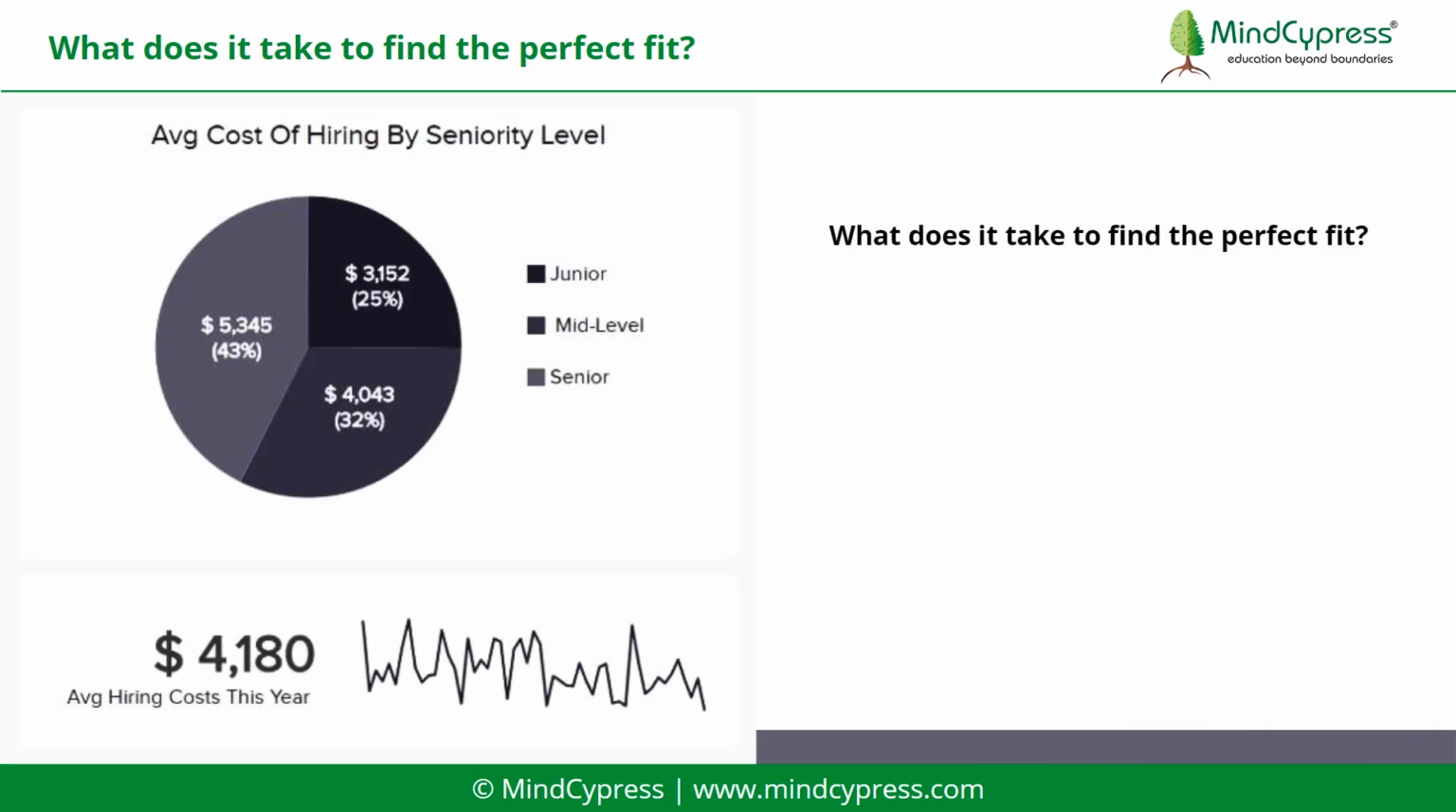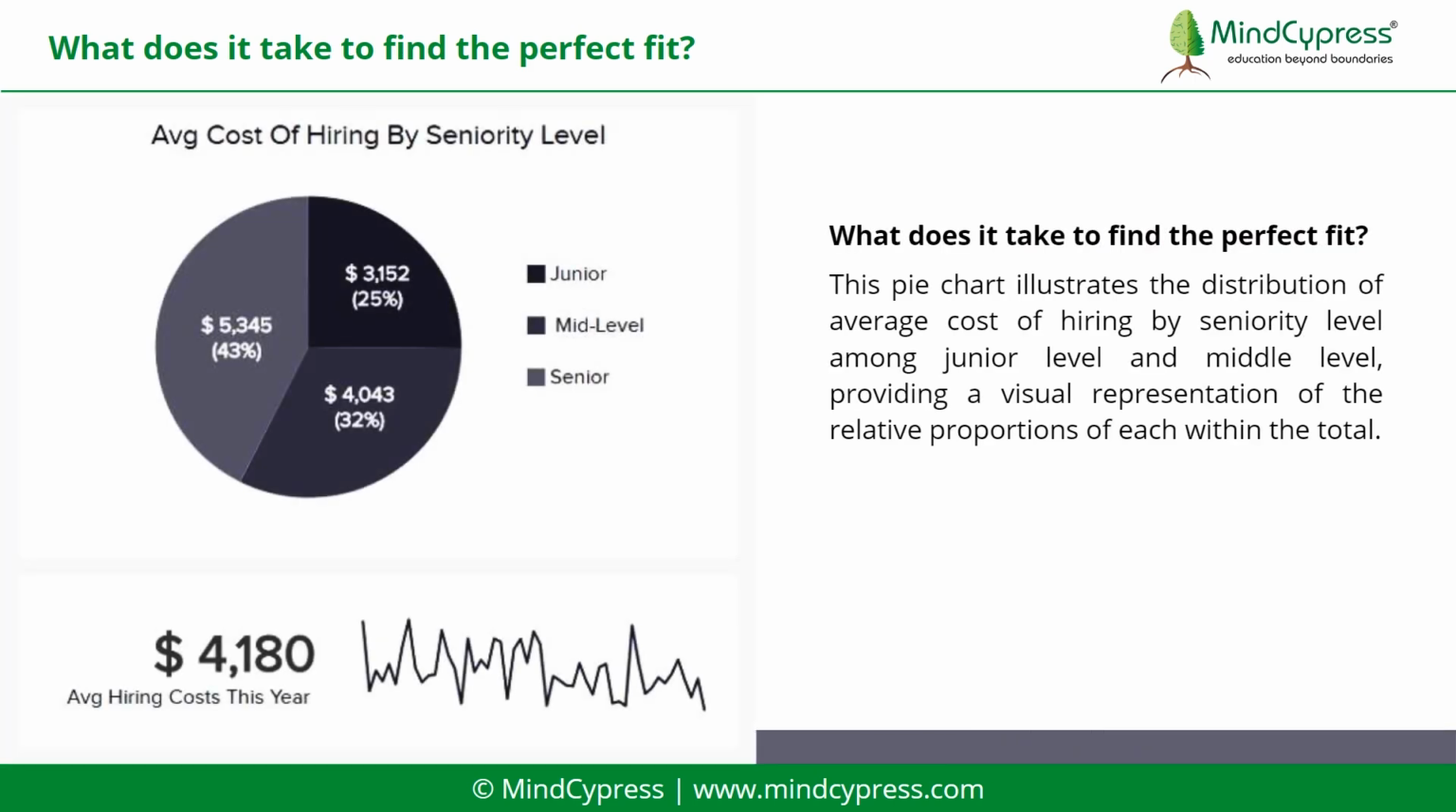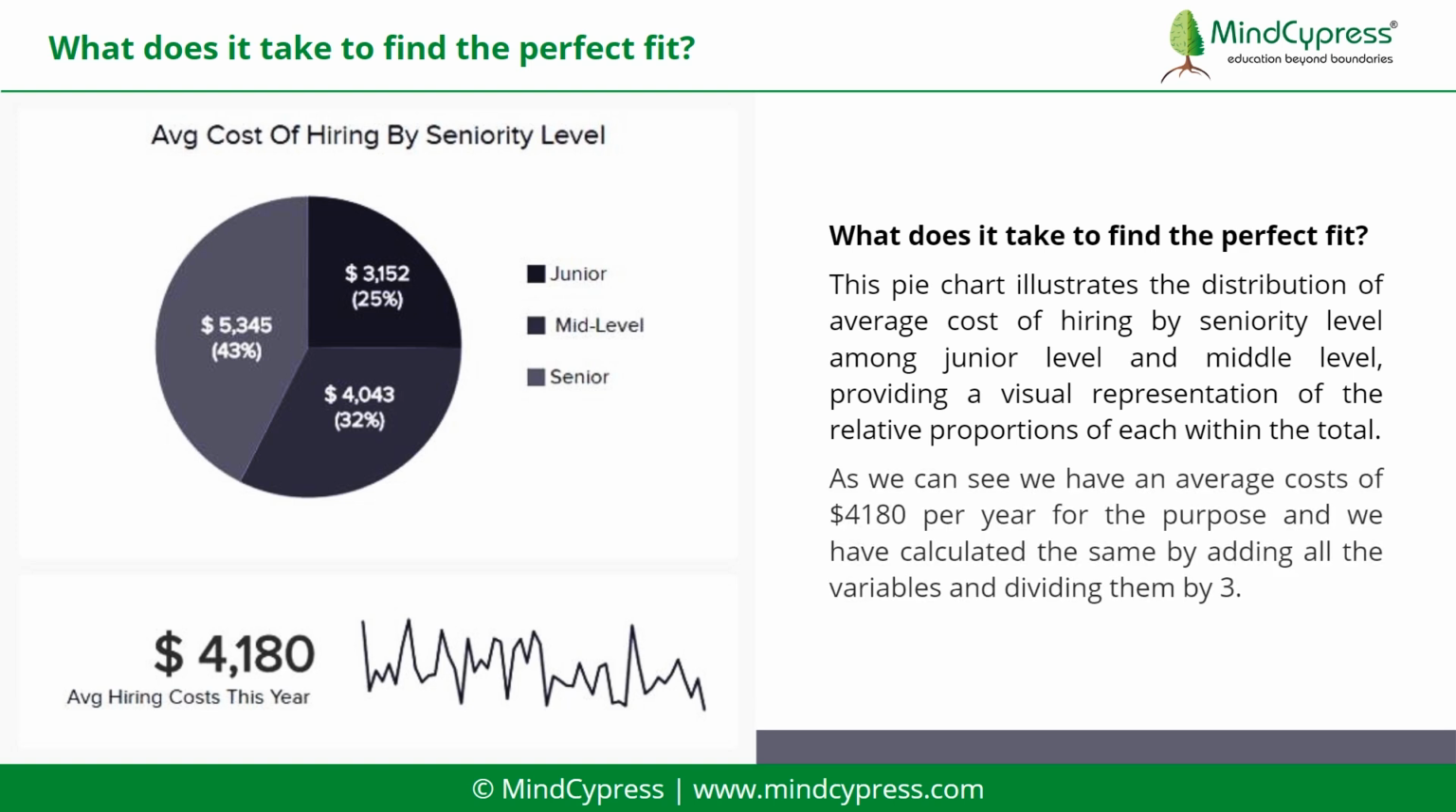What does it take to find the perfect fit? This pie chart illustrates the distribution of average cost of hiring by seniority level, among junior level and middle level, providing a visual representation of the relative proportions of each within the total. As we can see, we have an average cost of $4,180 per year for the purpose, and we have calculated the same by adding all the variables and dividing them by 3.